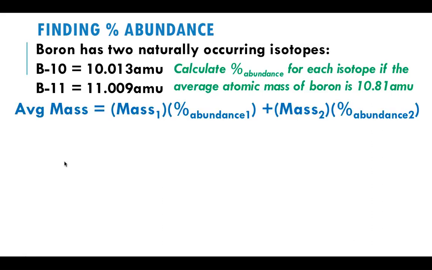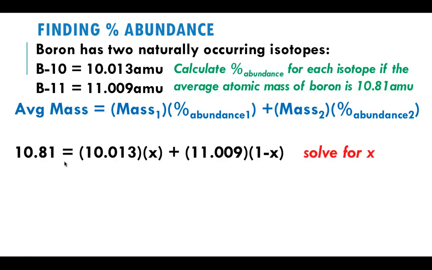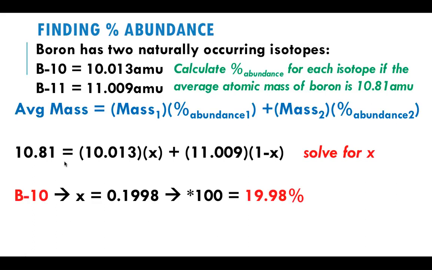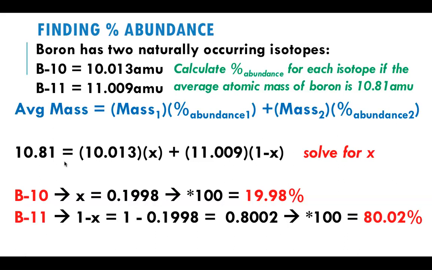So my equation, pretty self-explanatory. Average mass equals mass of isotope times abundance plus mass of isotope times abundance. Plug your numbers in, solve for x, easy enough. We're going to get boron 10 has a value of 19.98%. So that's pretty small. Therefore, boron 11 is just 1 minus your x value, and you're left with 80.02%. So clearly, boron 11 has the larger abundance because it's closer to the overall average. Any questions on this type of calculation?